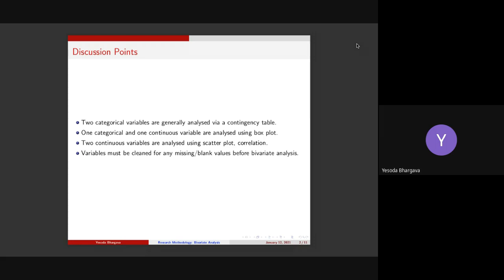That is one situation. Another situation is when one is a categorical and the other is a continuous variable. The third is two continuous variables, which I hope you already know is accomplished by the use of a scatter plot.